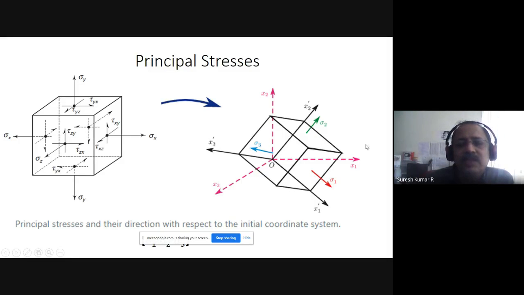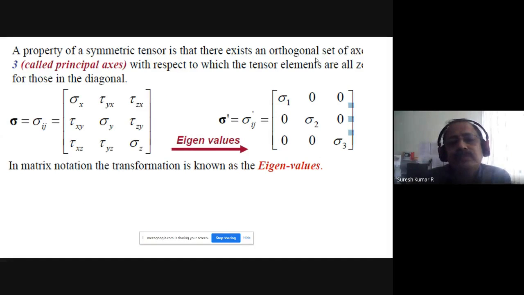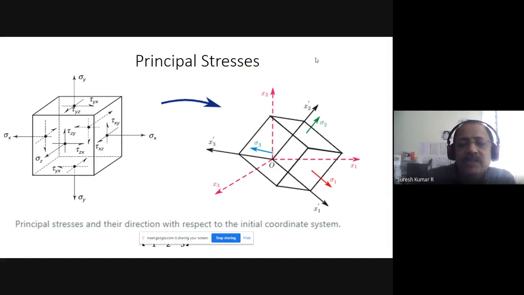Then these 3 stresses we call principal stresses, and the planes on which they act are called principal planes. The principal stresses are the normal stresses acting on the planes on which there are no shear stress components. So principal planes are the planes on which there are no shear stresses, and principal stresses are those normal stresses which are acting perpendicular to the planes on which there are no shear stress components. Right? So this is about principal stress.